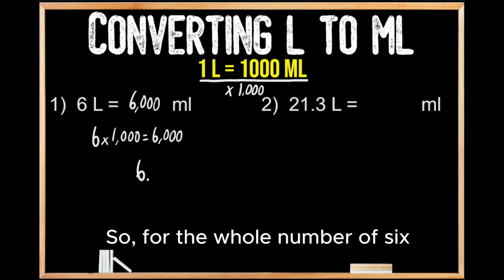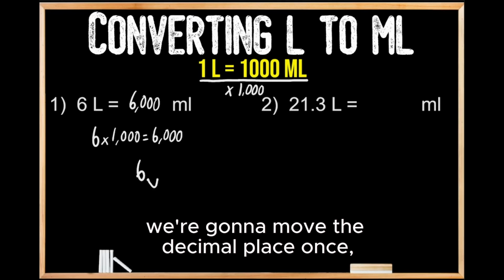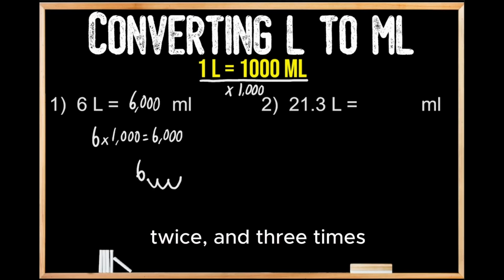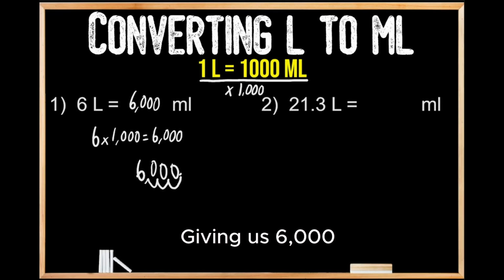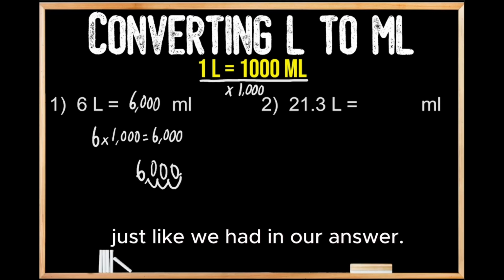So for the whole number of 6, we're going to move the decimal place once, twice, and 3 times, and then we're going to fill the empty spaces with zeros, giving us 6,000 just like we had in our answer.